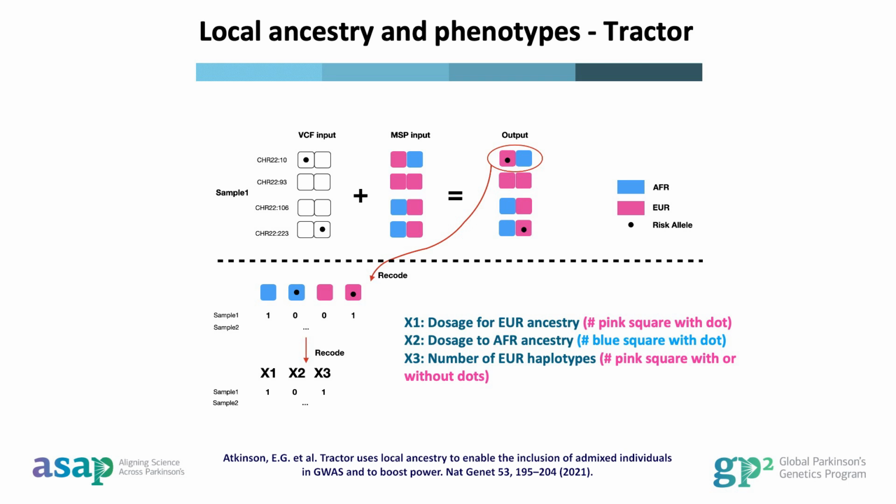Because of the way that Tractor splits the dosage per ancestry, Tractor has more power to detect ancestry-specific risk loci, but it is underpowered for risk variants in common to all ancestries or variants whose allele frequency is almost the same in all ancestries.